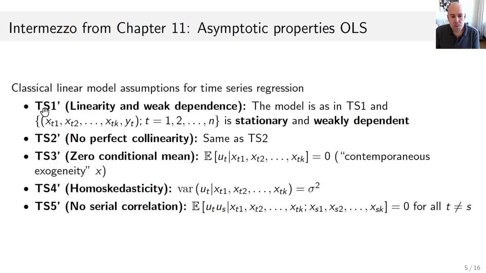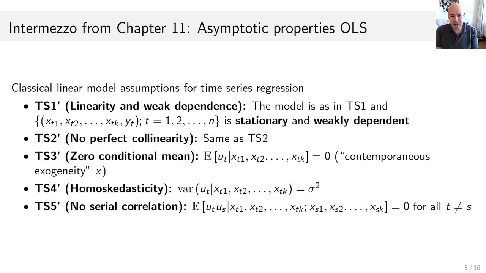TS1' is linearity and weak dependence. So the specification of the model is the exact same as before in TS1, and that was just our linear model. But the difference now is that we assume that process to be so-called stationary and weakly dependent. Now, I'm not going to talk about this in much detail, but stationarity means that probability distributions don't depend on the time, and weak dependence you can think of as a not too strong correlation over time. And I'll leave it at that.